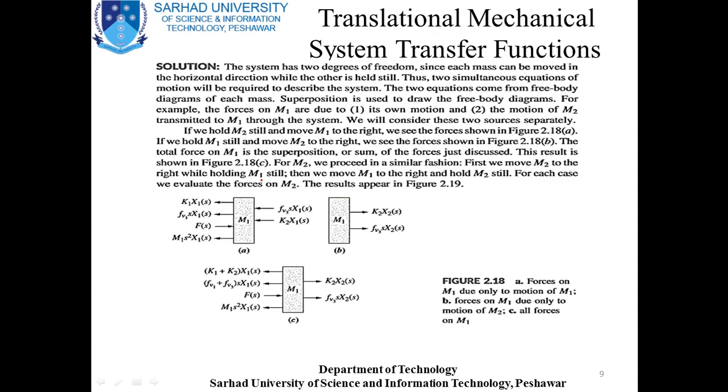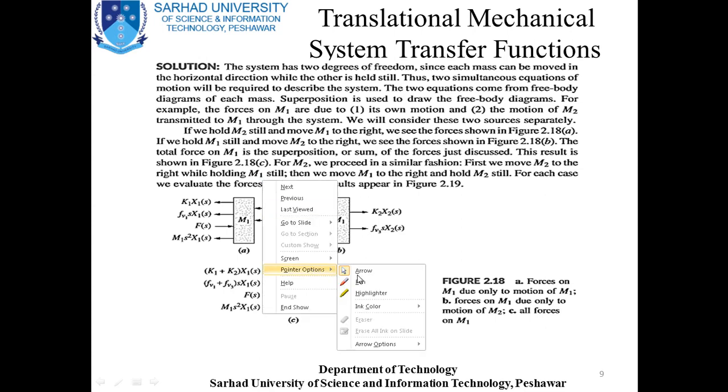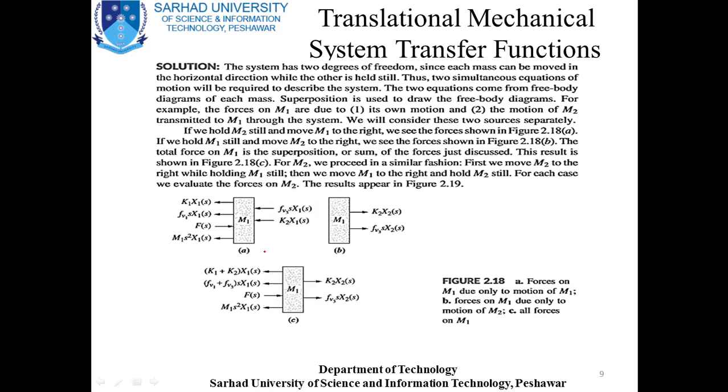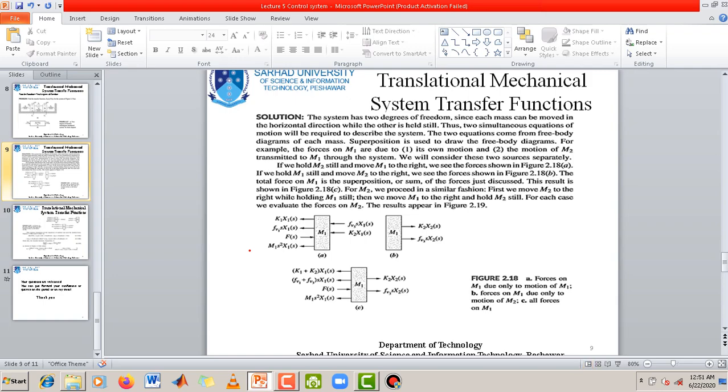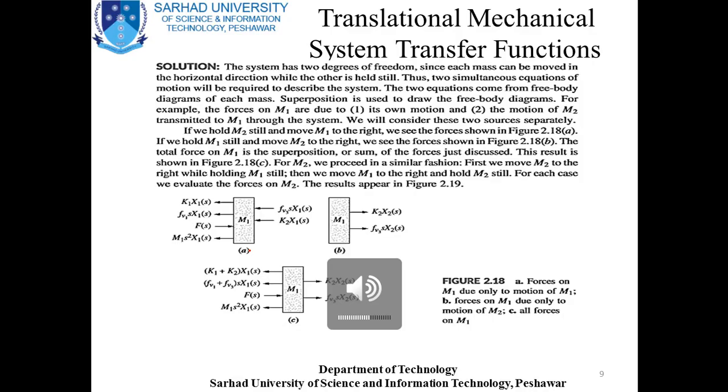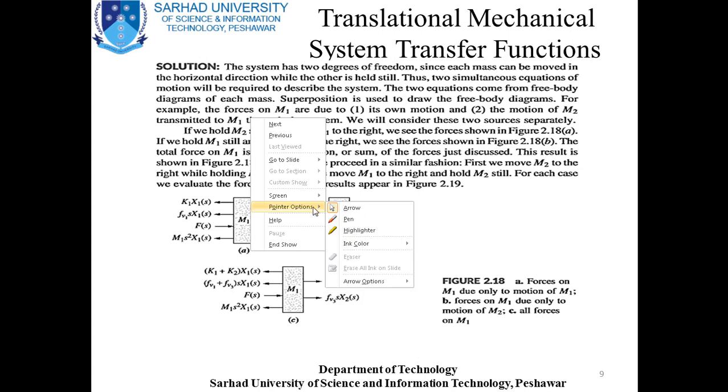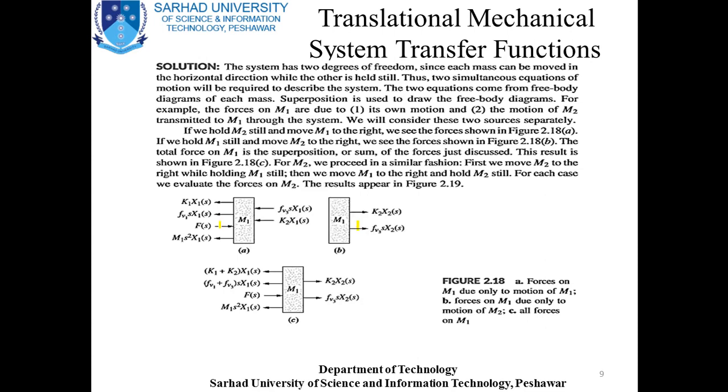Now let's divide this huge example into small portions. The first portion that will be coming will be of mass 1. If you see the mass 1, actually you can find that there are several forces that are acting on the mass 1.